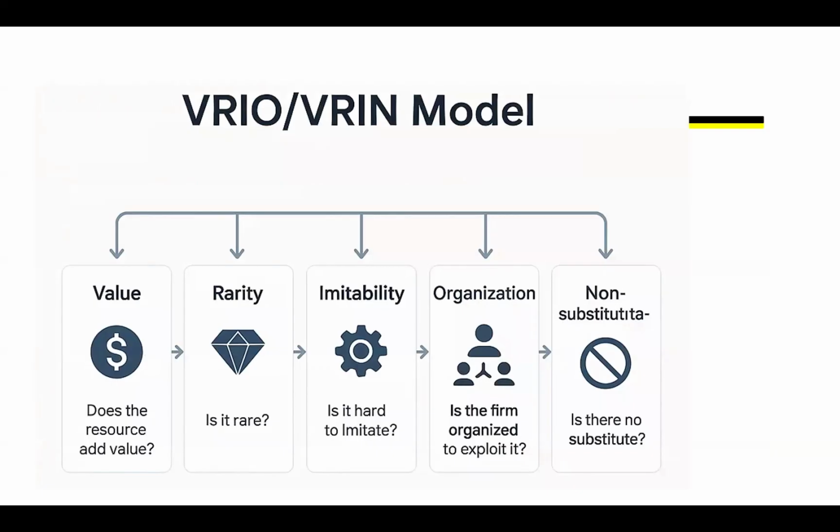So the next one is an internal analysis model called the VRIO and VRIN model. V is silent, so it is called the Rio and Rin model. This is also for you to understand your internal environment. You can do this analysis.